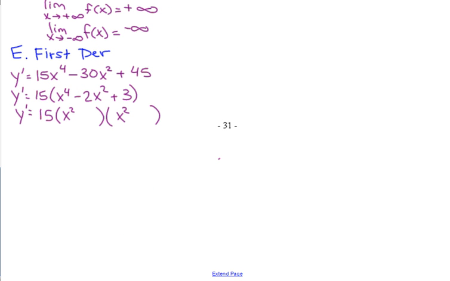Negative 3 and positive 1. Okay, so we need our critical... What? No, that doesn't work. Darn it. Guess? Our life sucks.